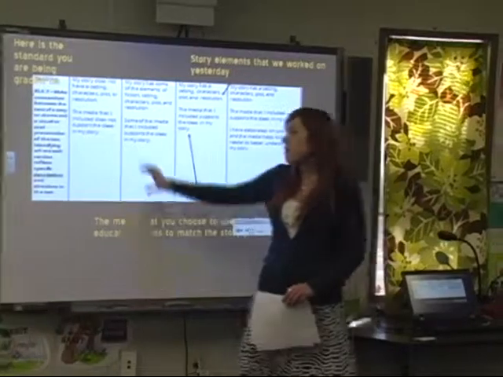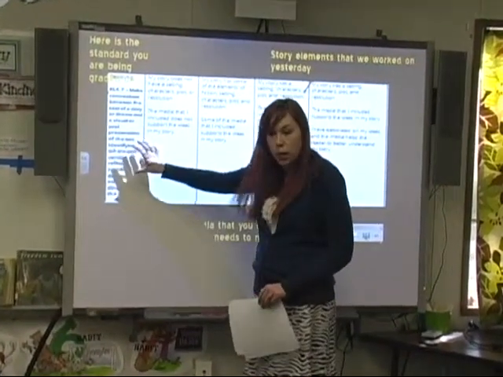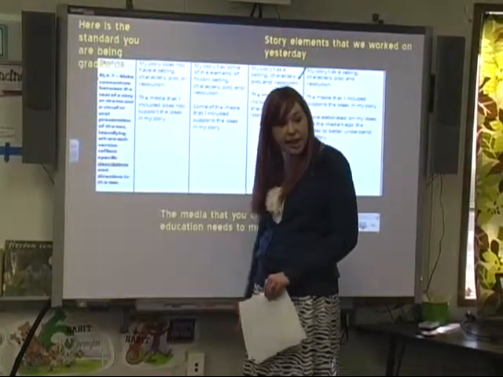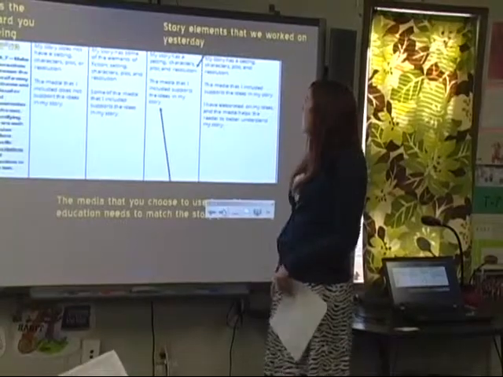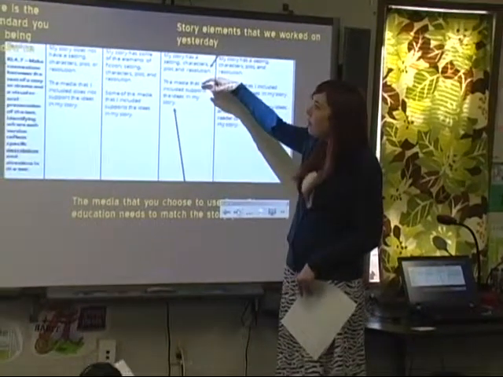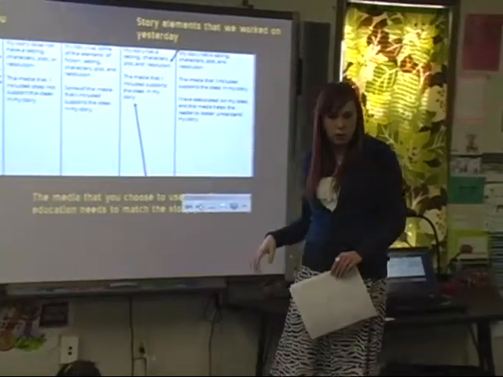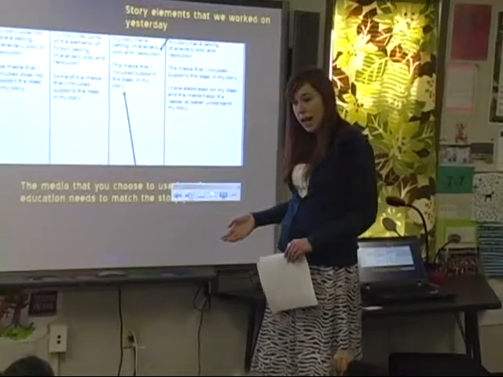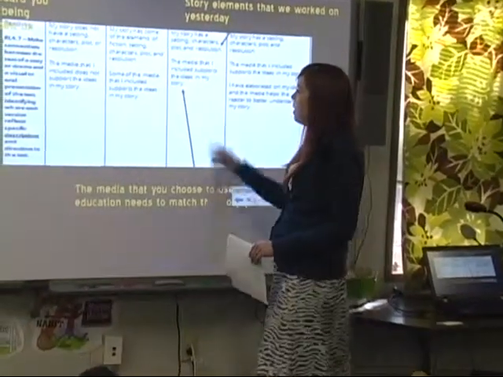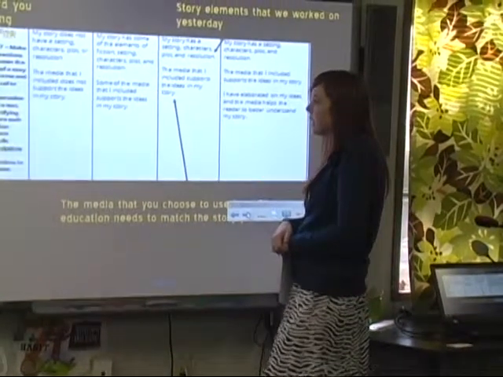So this is what we've been focusing on for the past few weeks. And this is what you need to be able to do by the end of this unit. So you'll show that you understand that on your board. And so to get a level 3, your story needs to have settings, characters, plot, and solution, which are all the story elements that we focused on the past few weeks, right? Yes, ma'am. Excellent. And then down here it says, the media that I included supports the ideas in my story.